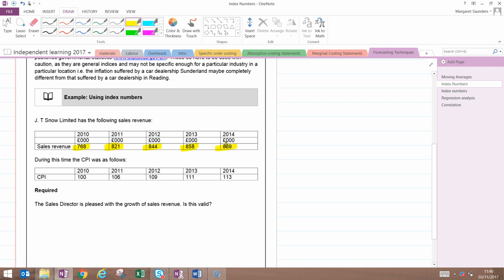We also have, for the same time period, a Consumer Price Index. So these are our index numbers. What we're going to do is use those index numbers to deflate our figures. So in other words, take away the effects of inflation.